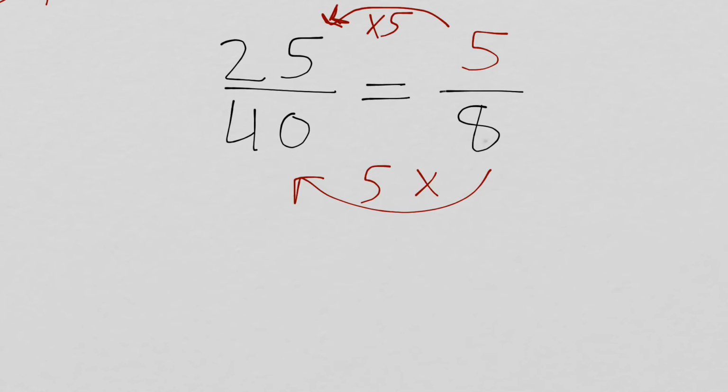So those are equivalent fractions, fractions that look different but are equal in value, and as long as we multiply our numerator and our denominator by the same factor, we can create equivalent fractions for anything.